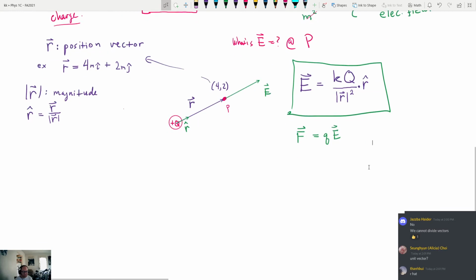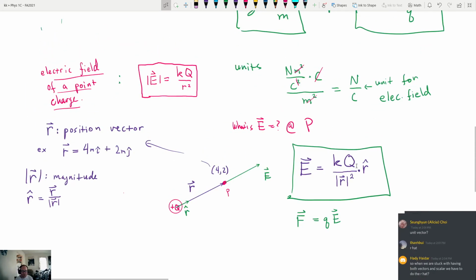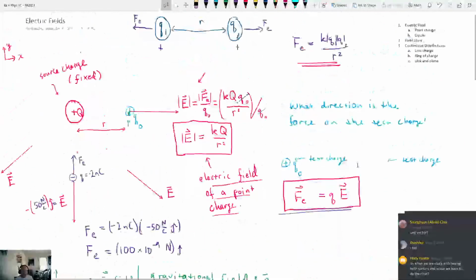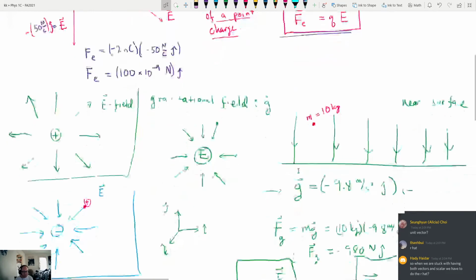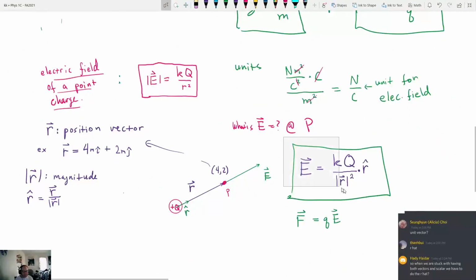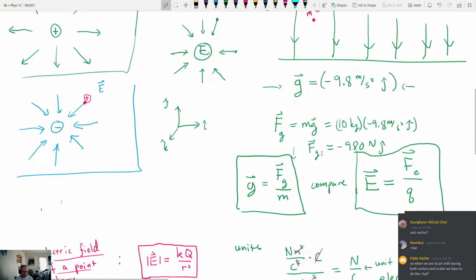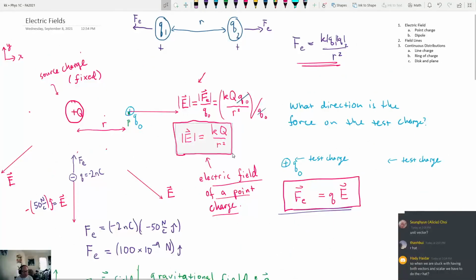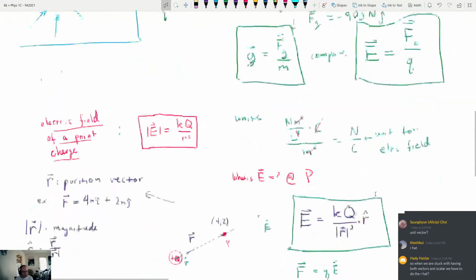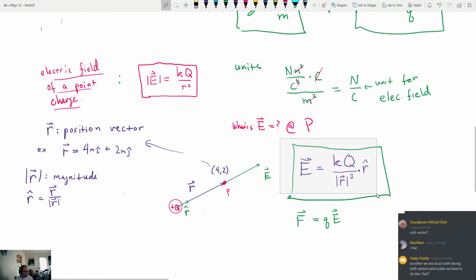So the first equation that we derived on the previous page is for a singular point charge. This equation is for the entire electric field. They both refer to a single point charge. Notice the equations are exactly the same. What I'm trying to say is that this equation tells you magnitude. This equation has magnitude and direction. That's the only difference.